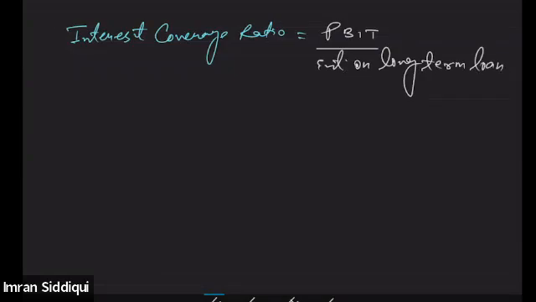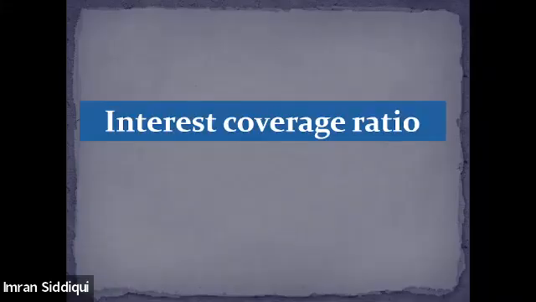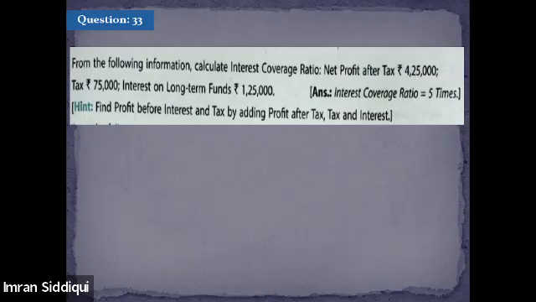See what this ratio indicates? This ratio indicates whether or not we have a sufficient amount of profit available to pay off our long term interest. All right. So in order to determine whether we'll be able to pay off the interest on long term loan with ease or not, for that purpose we determine the interest coverage ratio. Formula is very simple. Now, how does it actually work? How do we use this formula to calculate interest coverage ratio? For that, we'll have to do a question. So let's do question number 33. We start with this question.